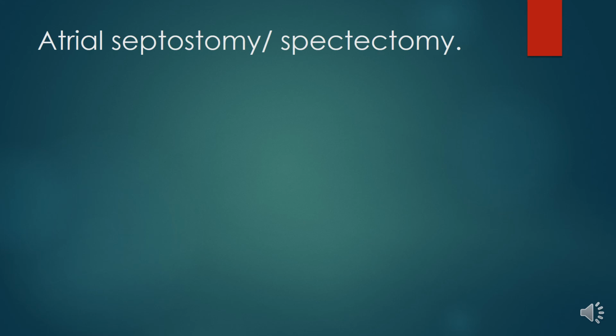Atrial septectomy or septostomy. These procedures were created to provide mixing of the blood at the atrial level, with indications for transposition of the great arteries prior to corrective surgery and for select single ventricle patients. Rashkind balloon atrial septostomy is a catheter-based intervention that has largely supplanted the surgical atrial septectomy and helps stabilize the patient.